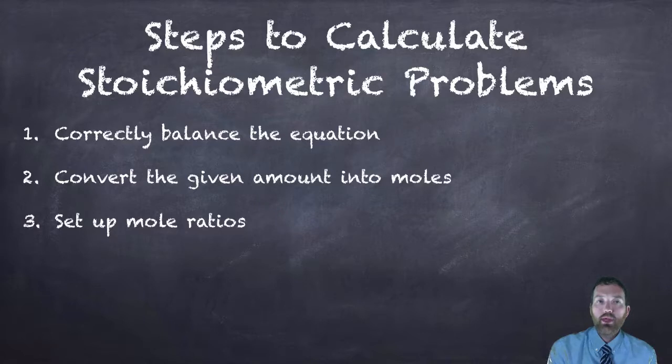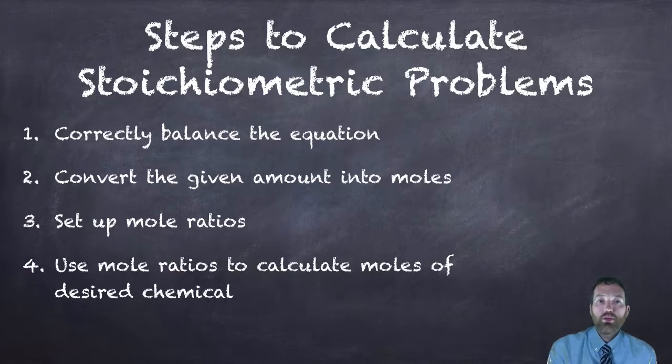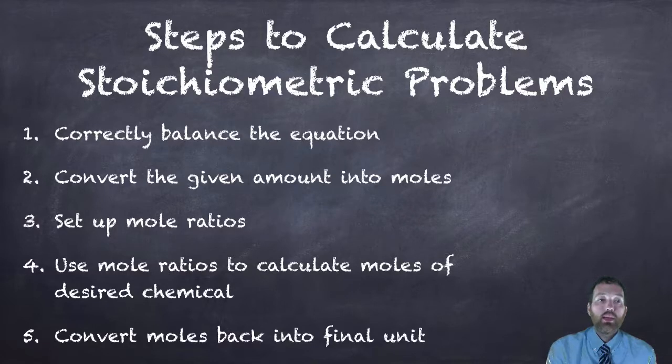We went to the balanced equation and we looked at the ratios of the moles in the equation, and that's what we used for our bracket. Step 4 is to use those mole ratios to cancel off the moles of what you have to the moles of what you want, your desired chemical that they're asking about in the problem. And step 5, if necessary, is to convert moles back to the final unit. In the last couple problems, I was asking you for moles, so we didn't need to do this. But if I was asking you for grams or atoms or something like that, you would have to do one more conversion factor. We'll talk about those in an upcoming video.